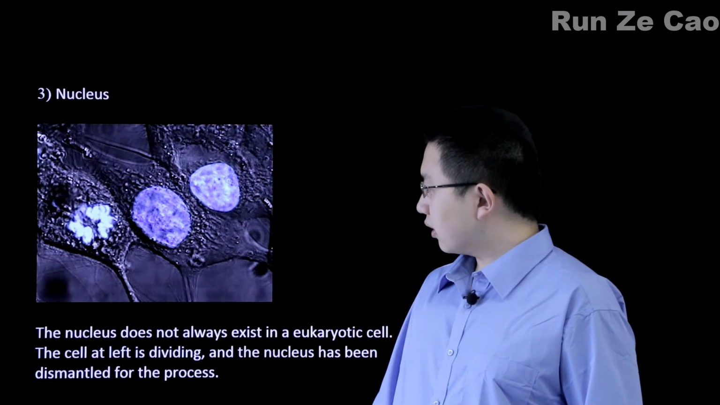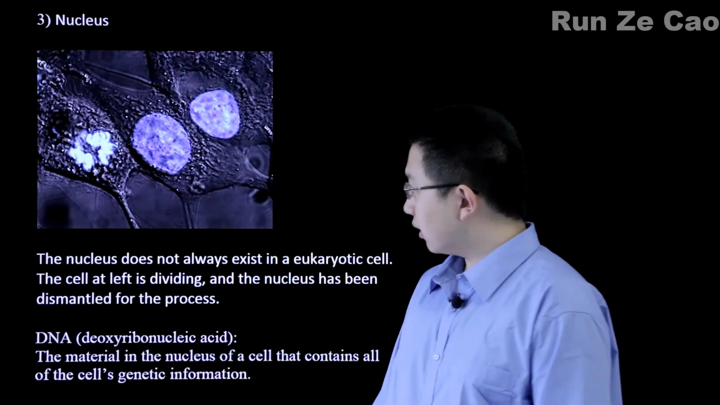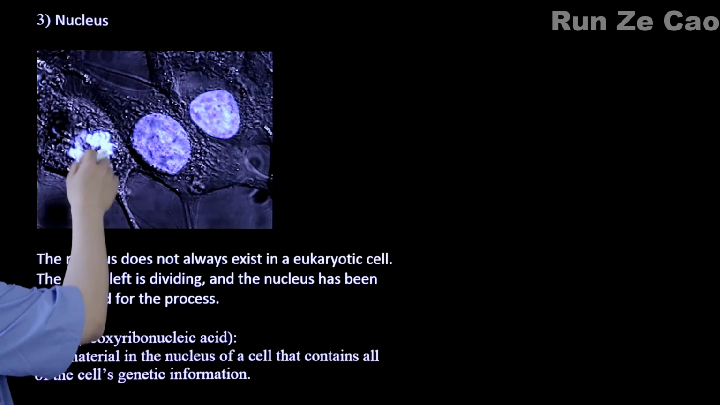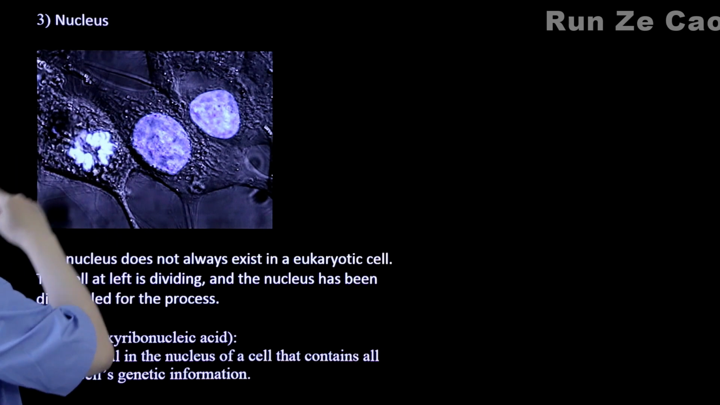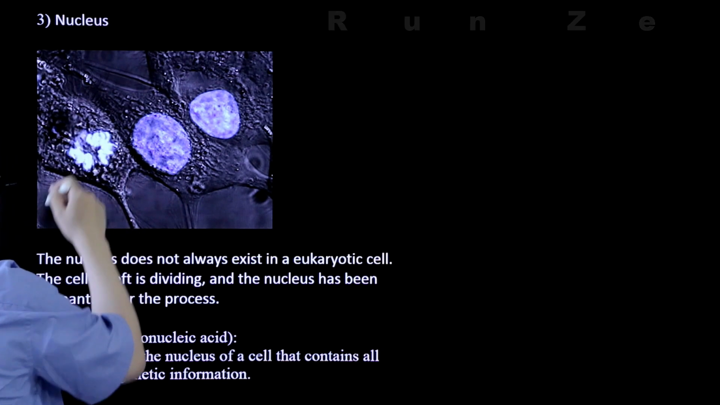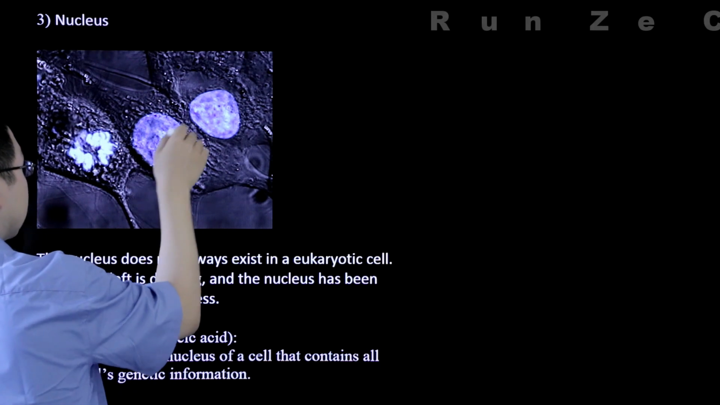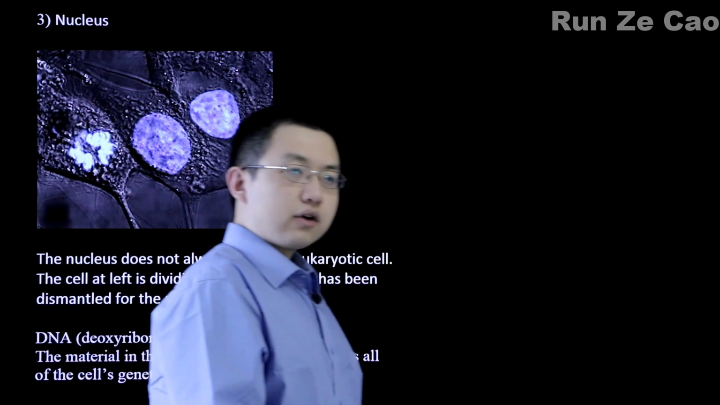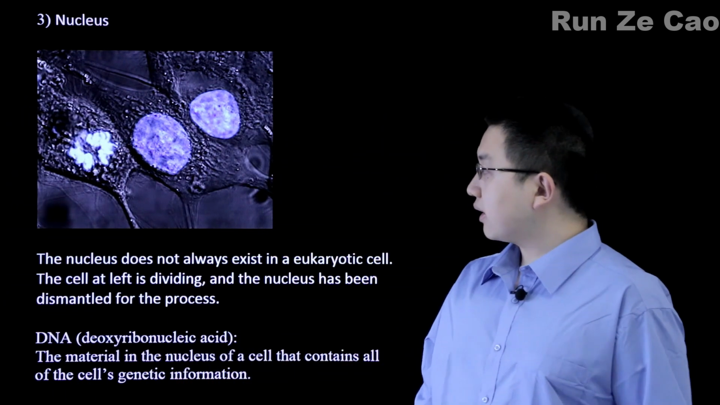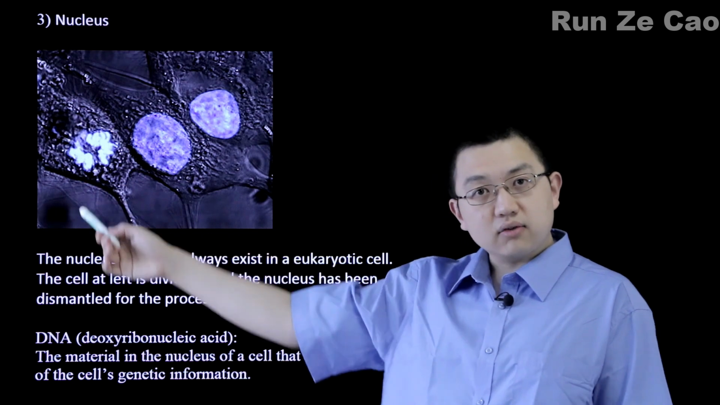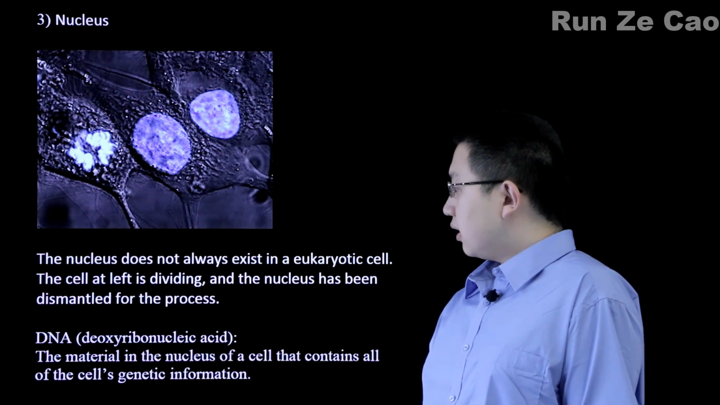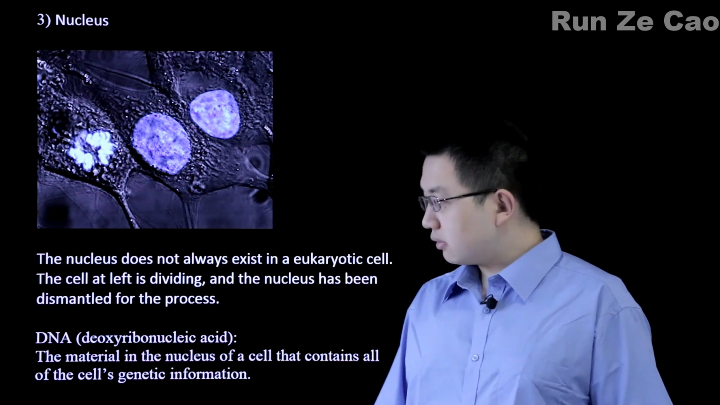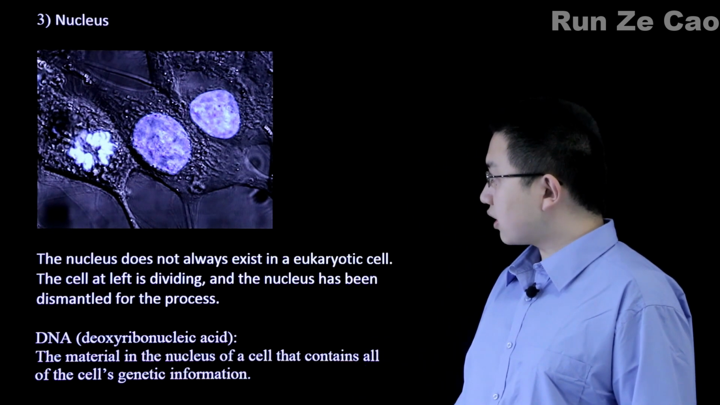And then there's a nucleus. Here are some cells. They have been stained for their nuclei, and this cell here is dividing. The nuclear membrane has dispersed. The chromosomes have condensed. Whereas here, these two cells are not dividing. They are in interphase. Now, eukaryotic cells do not always have their nuclei, as is the case in this one. During division, the nucleus is dismantled temporarily. It reassembles afterward into two separate nuclei.